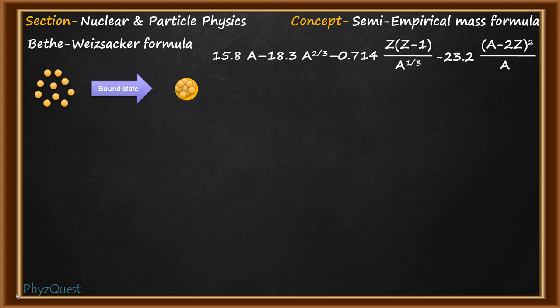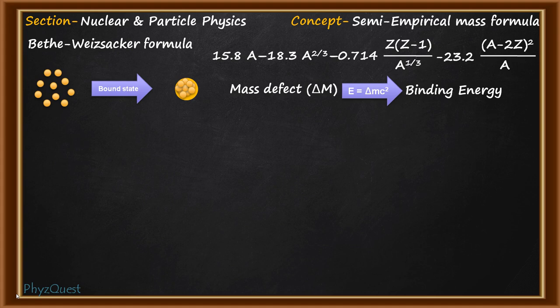Now when we talk about a bound system, it has lesser mass than its separate constituents. Therefore, the mass of the nucleus is smaller than the sum of the masses of its constituent nucleons. This difference in mass creates a mass defect. This mass defect represents the mass of the energy which is binding the nucleus. So the mass defect, when converted to energy by using the formula E equal to delta m c square, where delta m is the mass defect, provides the binding energy.